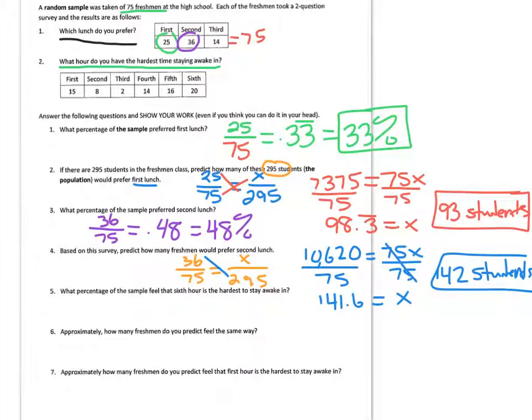All right. Let's look at number 5. So number 5, what percentage of the sample feel that 6th hour is the hardest to stay awake in? So now we're going to go up and find sixth hour, and 20 students said that sixth hour is the hardest to stay awake in out of the 75 that were surveyed. So 20 divided by 75 gives us 0.266 repeating, which would round to about 27%, because you'd move the decimal 2 places. So you could say 26.6 repeating percent or 27%.